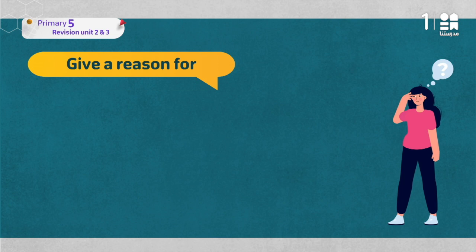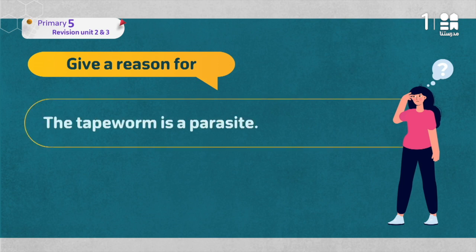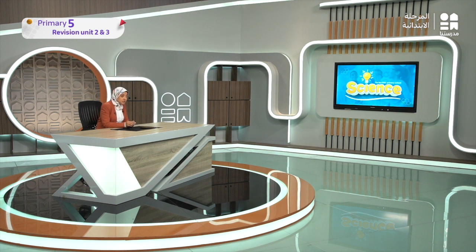Give reason for the tapeworm is a parasite. ليه التابورم بنقول عليها parasite؟ طيب نعم نفكر كده سوا. التابورم it's a type of the internal parasitism. Internal parasitism, it's a parasite in which they live internally inside the host's body and they feed by sharing the host's digested food and also feed on its cells, the host cells and tissues.